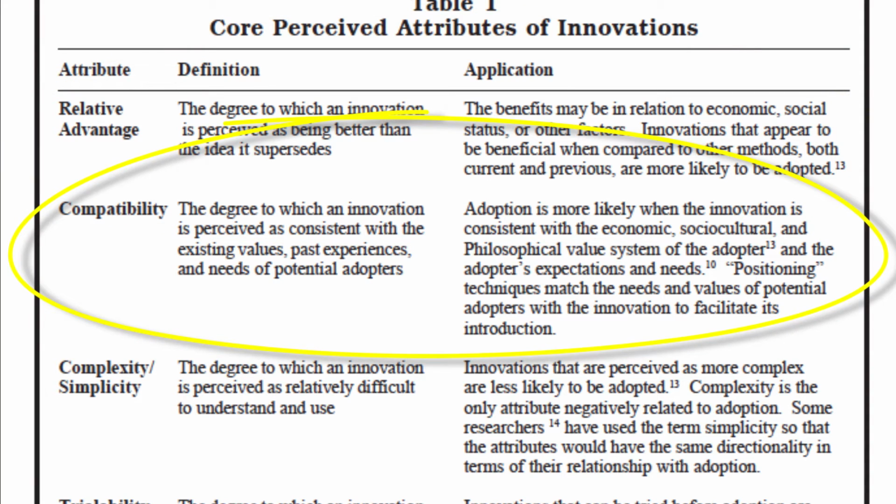Compatibility is the second perceived attribute. How compatible do they perceive this to be with what they do already? Now, this isn't always a good thing, but it does make it easier to adopt, because sometimes we're trying to change the way people do things, and so you've got to work with that, but it's got to fit in some way with what they already are doing and already want to do for it to be compatible and to make it easier for them to adopt it.